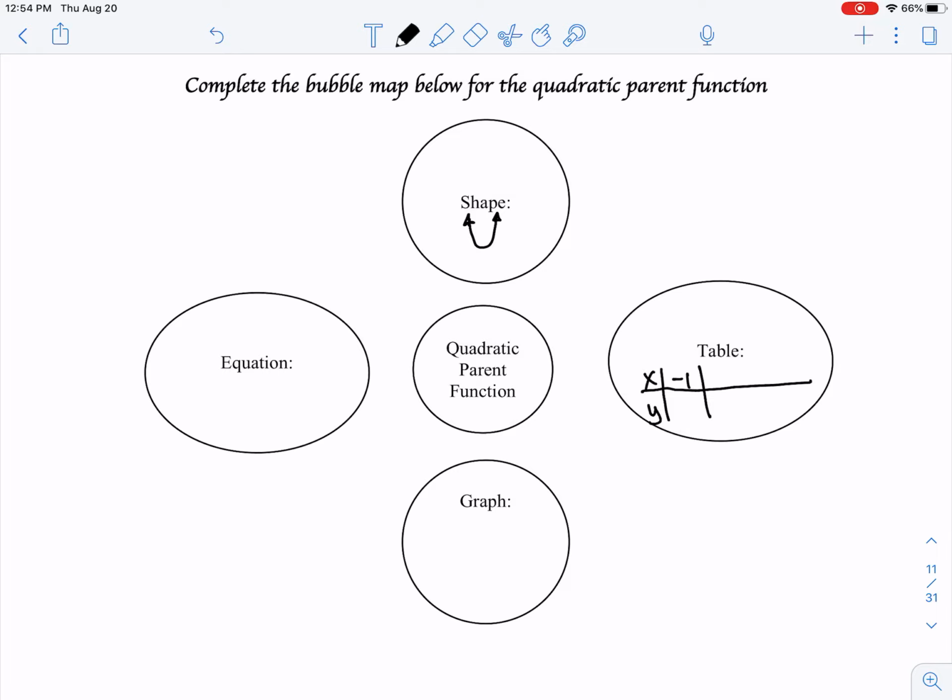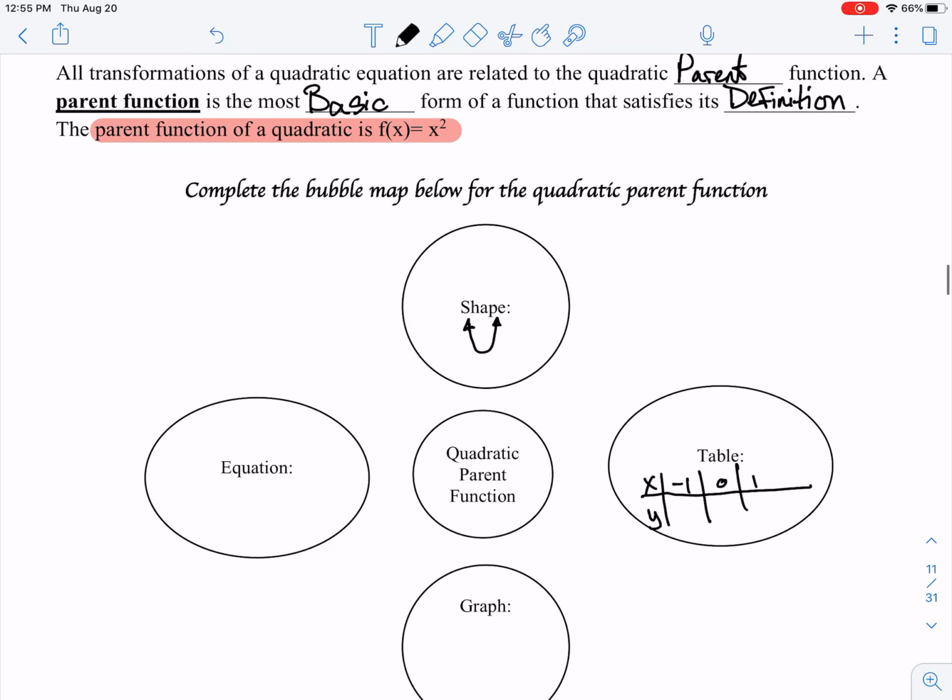Again, in the previous video we said the magic number of points was 3. So -1, if I plug this into x, -1 times -1 is 1. 0 times 0 is 0. 1 times 1 is also 1. I'm going to go one more just for fun. When I plug 2 into the function f of x is equal to x squared, anywhere there's an x, I'm going to put a 2. So 2 squared becomes 4.